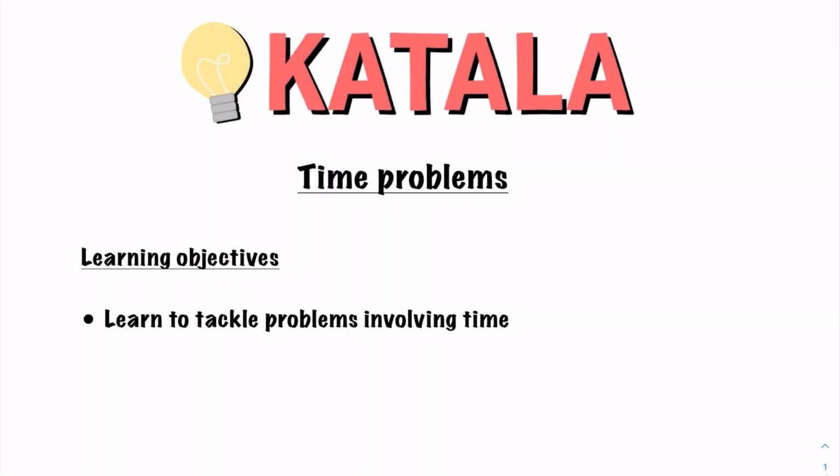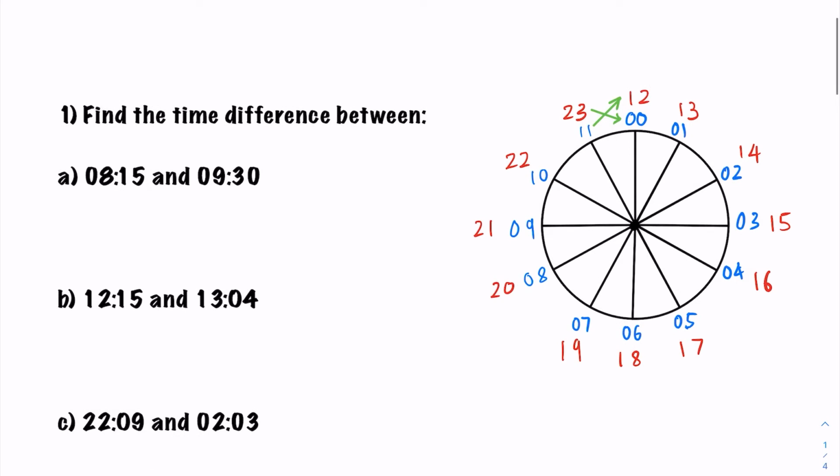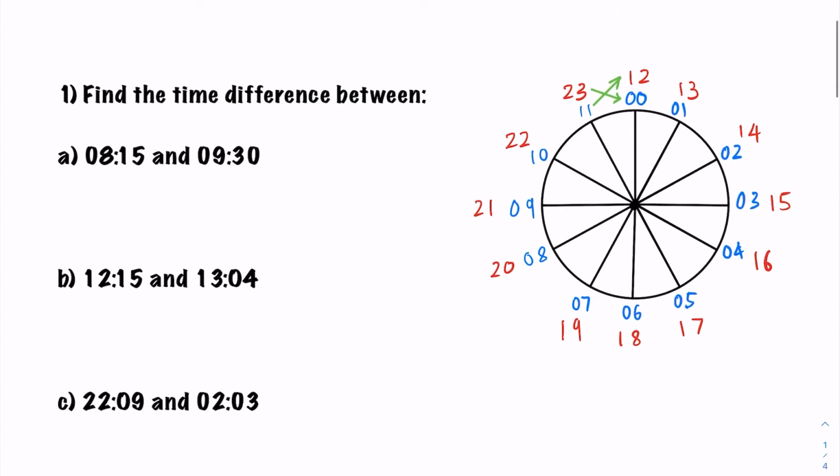Welcome everyone, today we're going to be looking at time problems, and as the title suggests, we're going to be learning to tackle problems involving time. So, starting here, finding the time difference between a pair of times. Over here we've just got this clock, and this is hopefully going to summarise quickly how the hours are going to work their way around, okay?